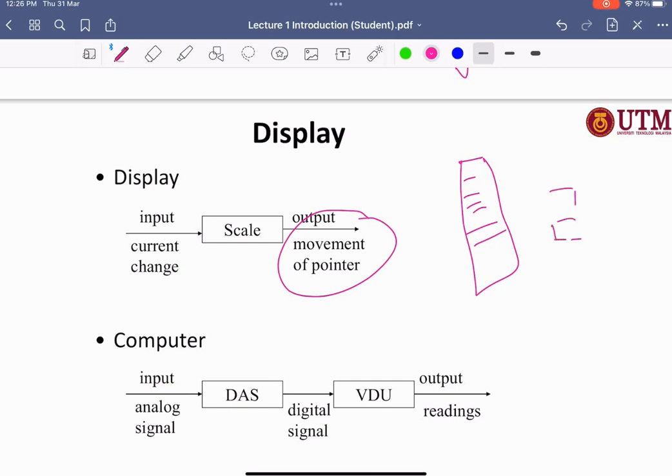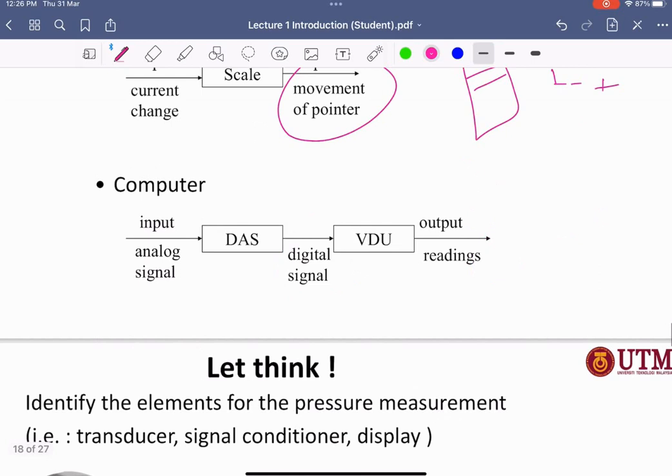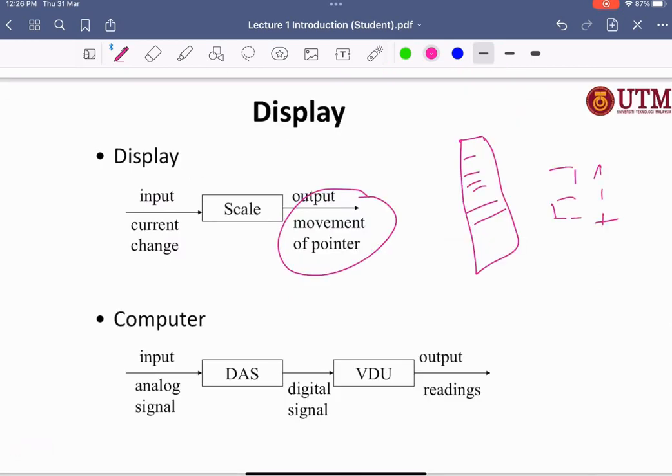And for the computer, you can also have the display on your computer, if you want to show the graph and so on.